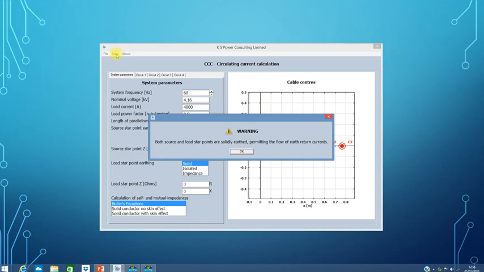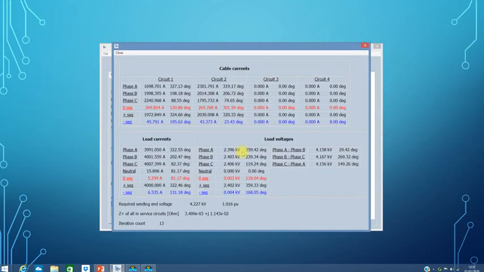And at the moment with this configuration, both the start point of the source and the load are solidly earthed, which means there will be a flow of earth return currents, and the equations which we've presented to do this calculation may not be valid. However, we'll ignore that warning for the time being and let's look at the results.